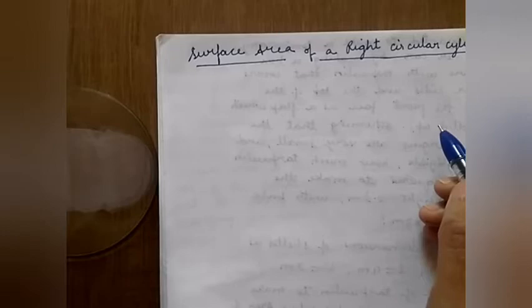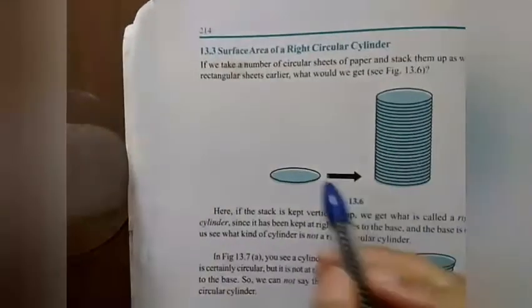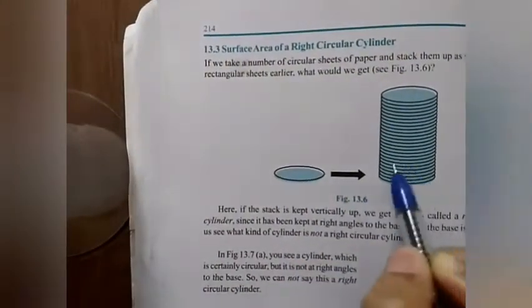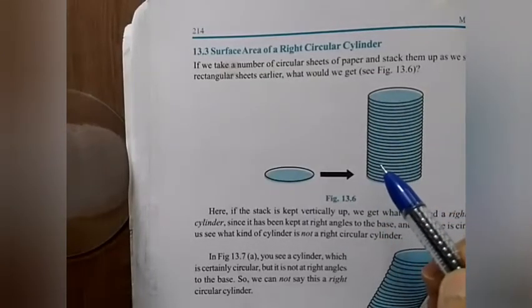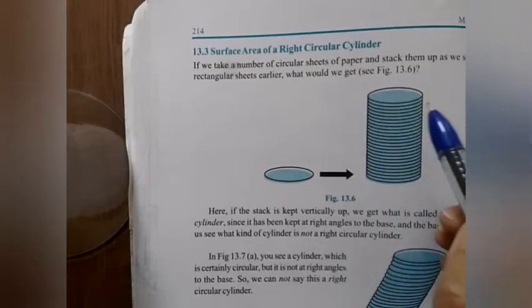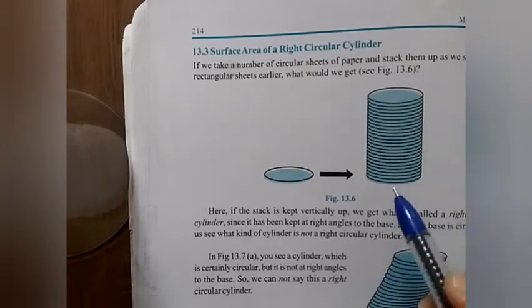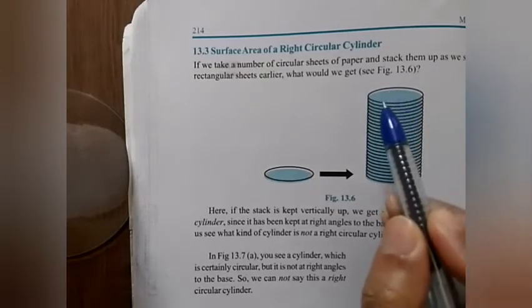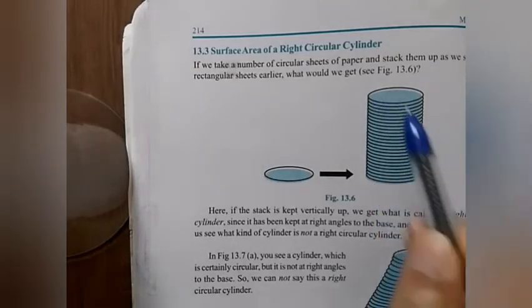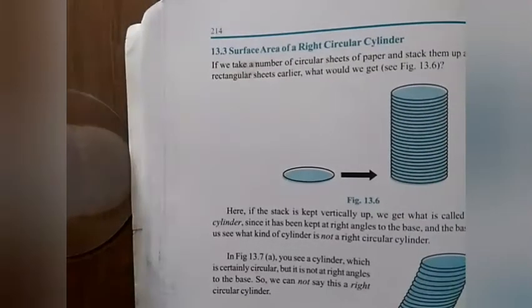Now if we have a circular sheet of paper, and we keep placing it one above the other, what we get is a right circular cylinder. It is said to be a right circular cylinder because we place the sheets at right angles, and since we have circles in the base and the top, it is called a right circular cylinder.